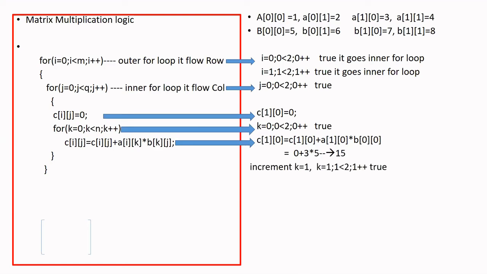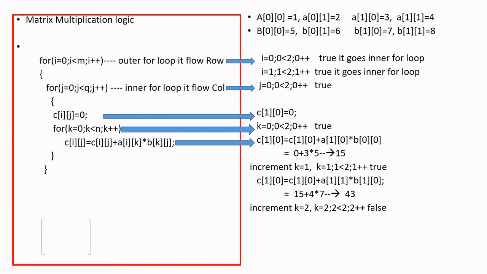So next, increment k. k is 1, which is less than 2. Yes, it is true. Again, it will go to the formula. So C of 1 0, we have 15 plus A of 1 1. A of 1 1 is 4 multiplied by B of 1 0. B of 1 0 is 7. 7 times 4 is 28, 28 plus 15, you will get 43. Again, it increments k, the condition fails. So once the condition fails, automatically it will come out of that loop. So C of 1 0 value is 43.